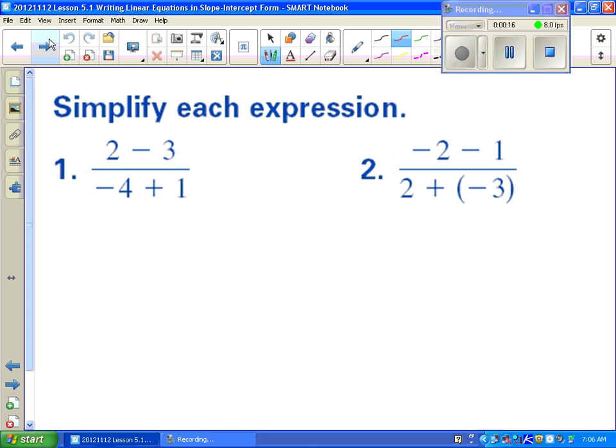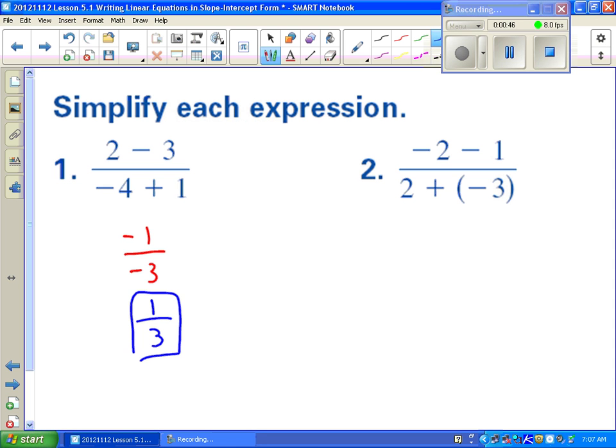Okay, for number one, we're simplifying each expression. We have 2 minus 3 over negative 4 plus 1. You have to take 2 and subtract 3 from it. 2 minus 3 is negative 1, over negative 4 plus 1 is negative. You take 1 away from 4 and keep the common sign, keep the negative sign, I should say. That leaves you with negative 3. What you have here is negative 1 divided by negative 3, which is a negative divided by a negative, which is a positive 1/3 as your simplified answer.